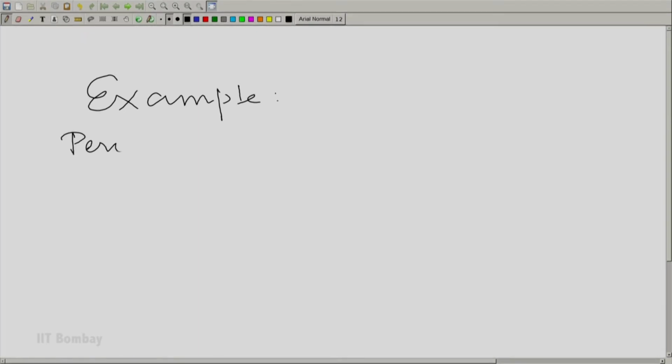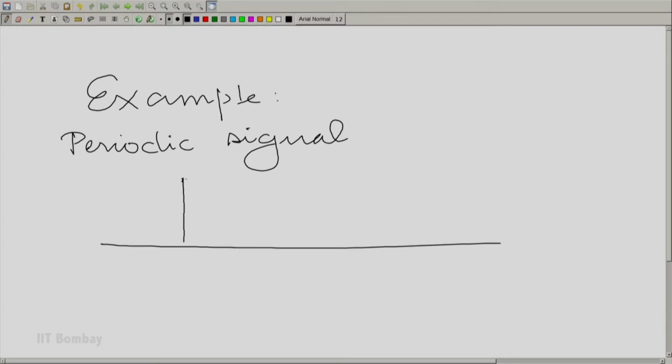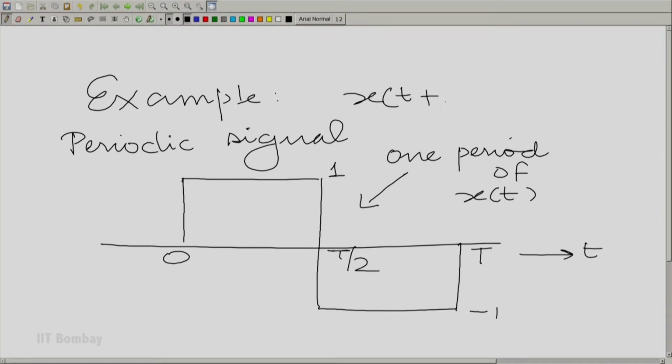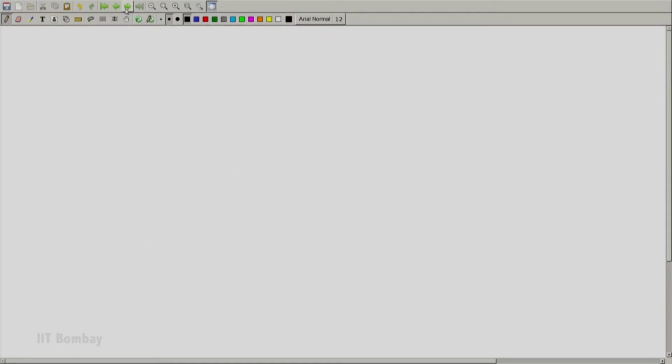We have a periodic signal x(t), a square wave. I'll show one period of the signal. The signal is 1 for the interval 0 to T/2 and minus 1 for the interval T/2 to T, and this is one period. And needless to say, x(t+T) is equal to x(t) for all t. So, it is periodic with period capital T.